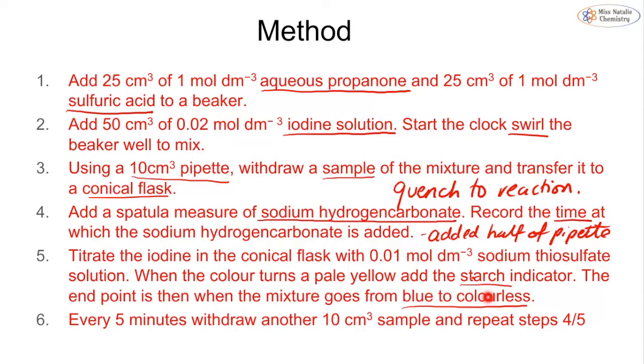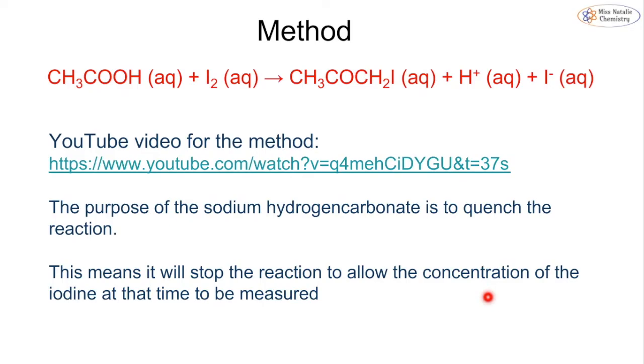And then every 5 minutes, we want to withdraw a sample, and then we repeat steps 4 and 5 where we quench and titrate it until we get a specific number of results, probably 6 or 7, so that we can then plot these onto a graph. Now this is our equation where we have our acid reacting with our iodine, and I'll put a link to this YouTube video in the description, and this is just how we actually carry out the experiment, so you can see it being physically carried out.